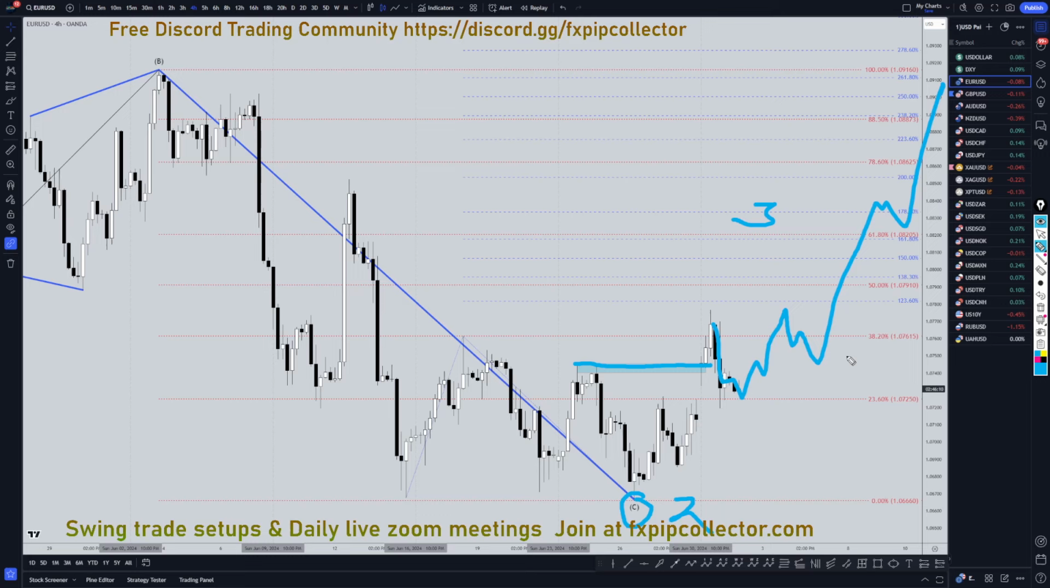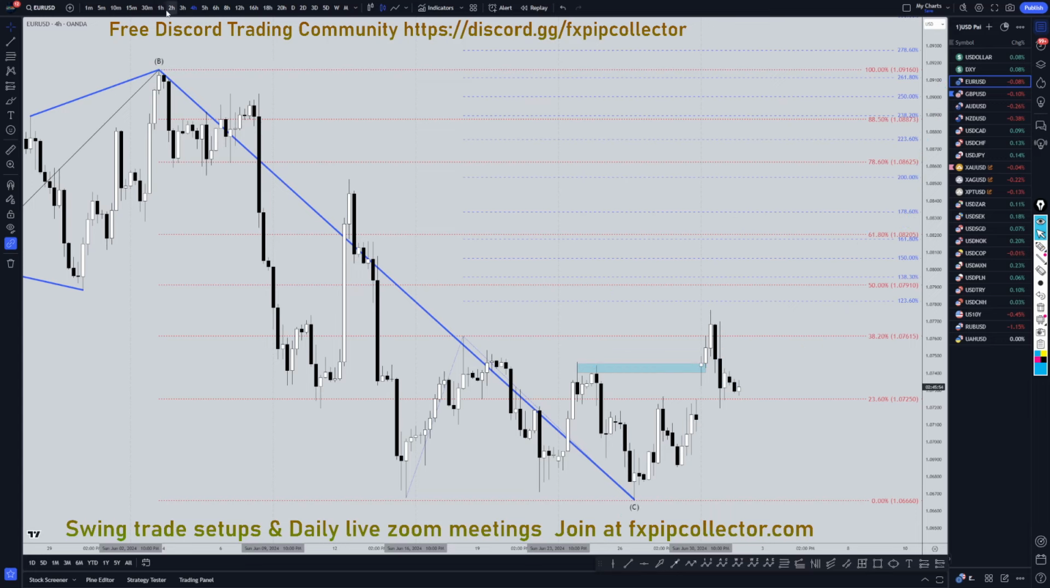I do definitely have an alternative count on the daily time frame that would have this going down and taking out the previous lows, but with this break of structure, it looks like we should be going out for either a 1, 2, 3 of 3, or possibly an ABC correction to the whole move down, which is definitely possible.